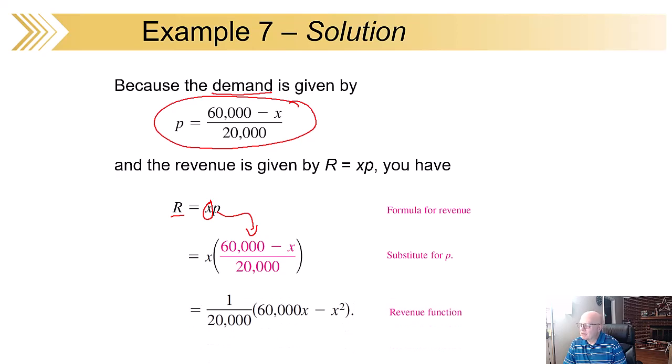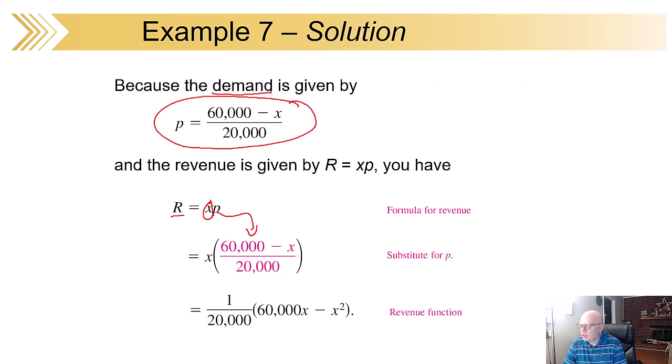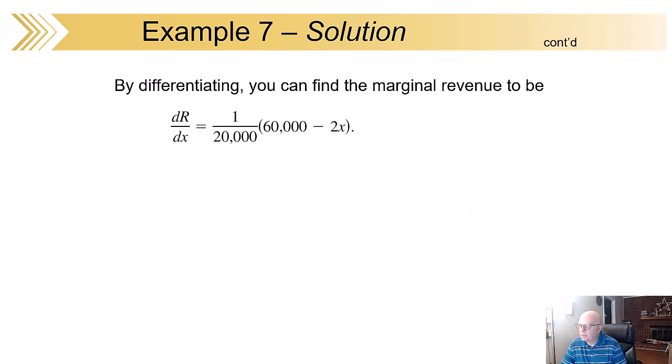Simplify it a little bit, it might be easier to use this. If you want the marginal profit, differentiate this function right here at the bottom. There we go. There's our function. Differentiate that, and there we've got our derivative, or our marginal revenue.